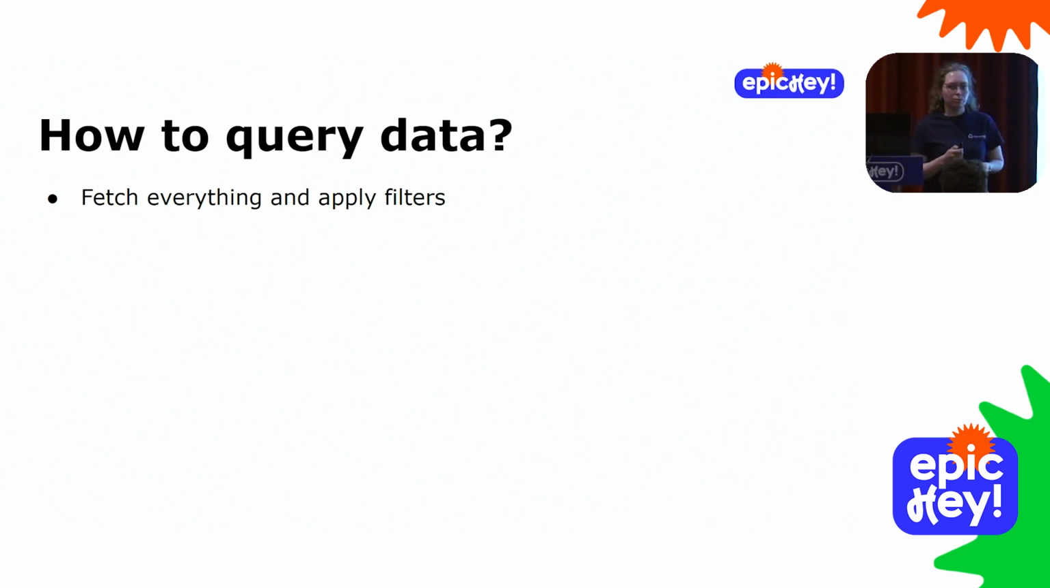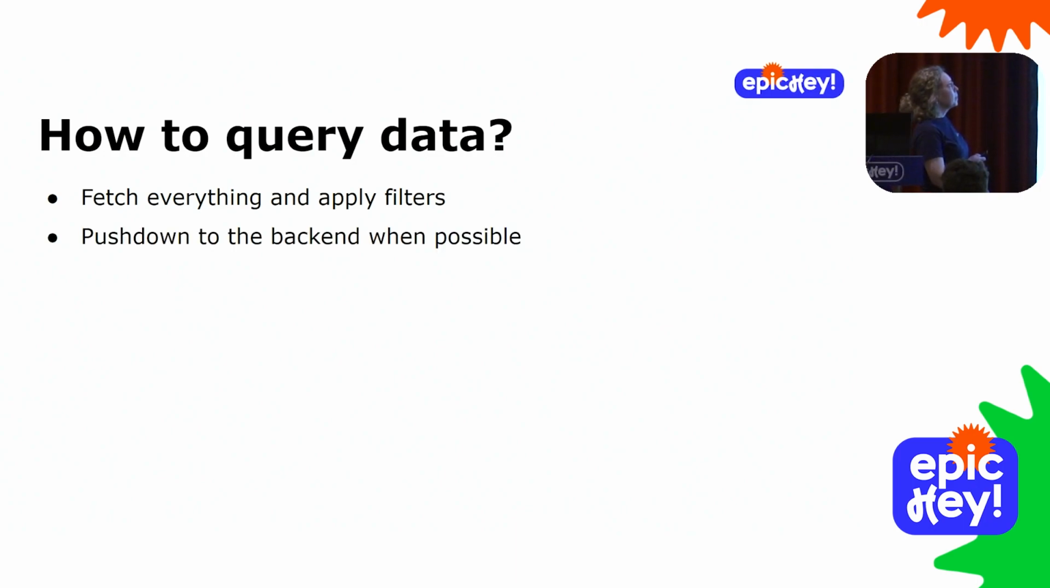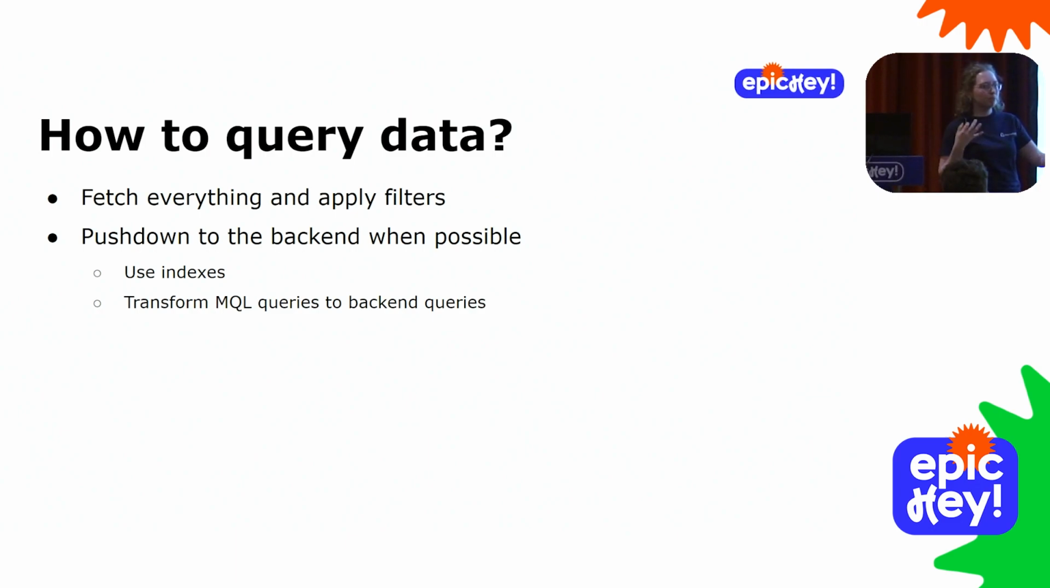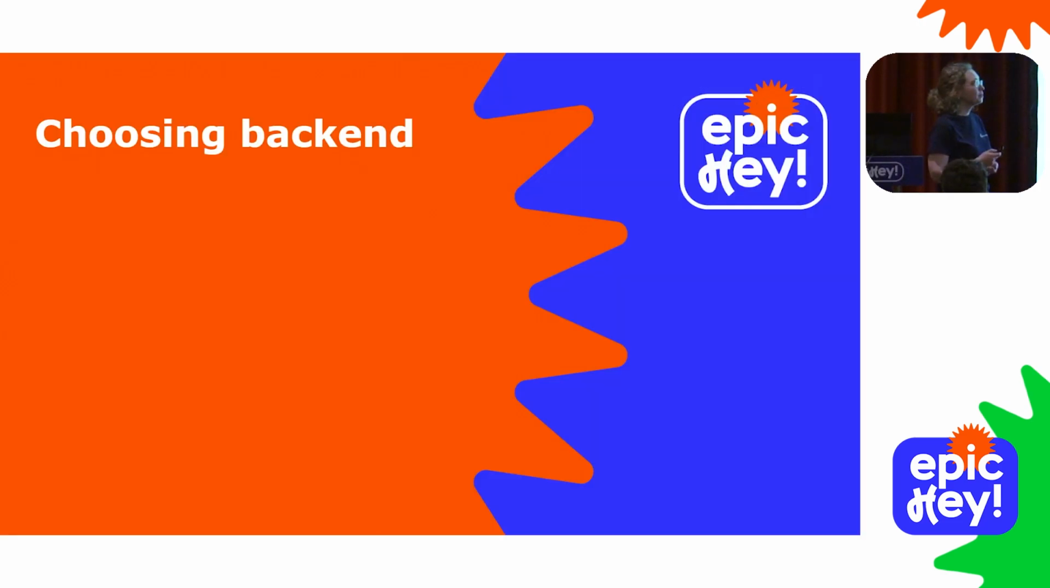Of course, it's very slow. Imagine you need to fetch all the data from the database before you can give it to someone who requested it. So the better approach is to push down to the backend, and it is possible to push down some queries to the backend. For example, we can use indexes on the backend side, so it will be faster and easier to get the data from there. And also we can transform MongoDB queries to backend queries. Again, there are some cases when it's easy to do it.